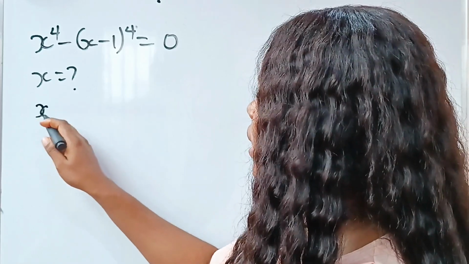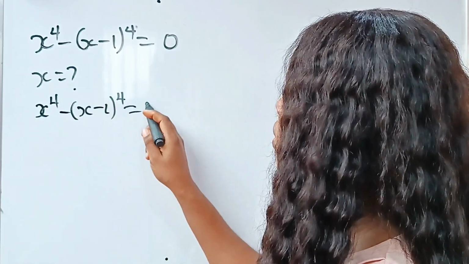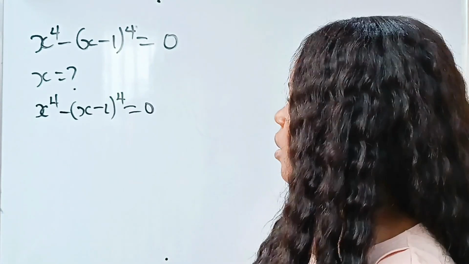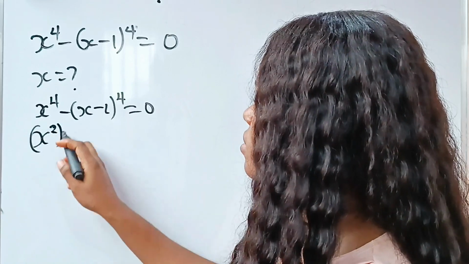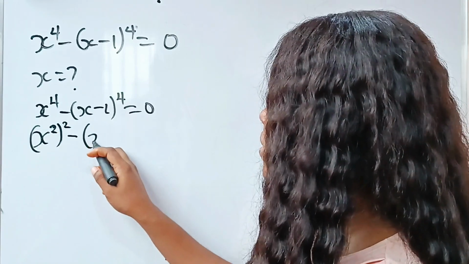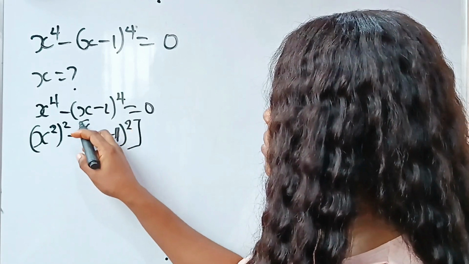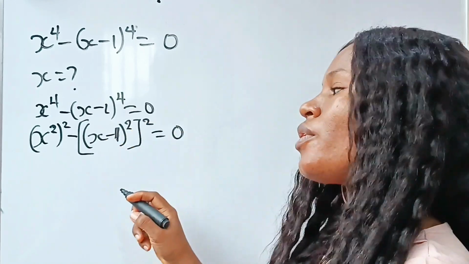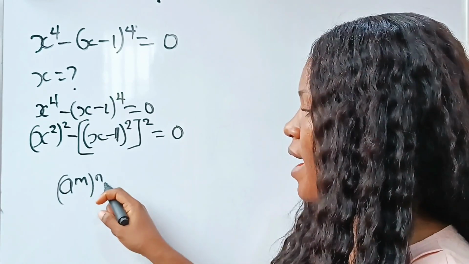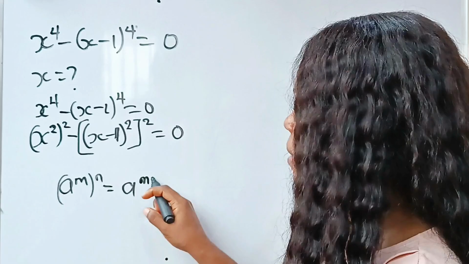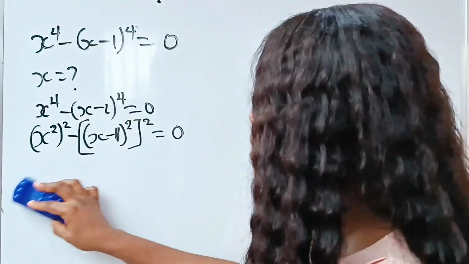Now, first of all, we have that x to the power of 4 minus x minus 1 raised to the power of 4 is equal to 0. All right. Now, this can be written as x to the power of 2 squared, minus x minus 1 squared, is equal to 0. Yes, because according to the law of indices, a raised to the power of m raised to the power of n is equal to a to the power of m times n. So 2 times 2 will give us 4, and the same thing goes here.